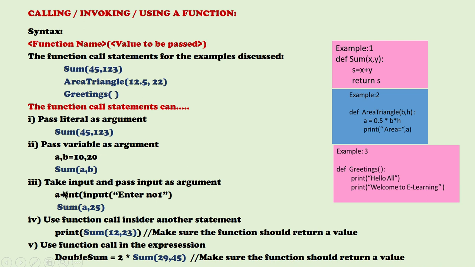Okay, you can also read the value from the user. How will you get the input from the user? Using int of input. Since it is a sum, it is an integer, so I have written int of input, and whatever the value, to that value I want to add 25. Or you can also write another statement, b equal to int of input, and then you can write sum of a comma b.